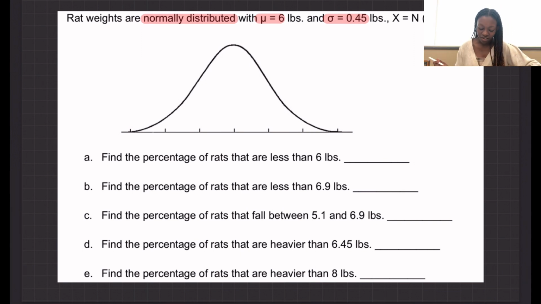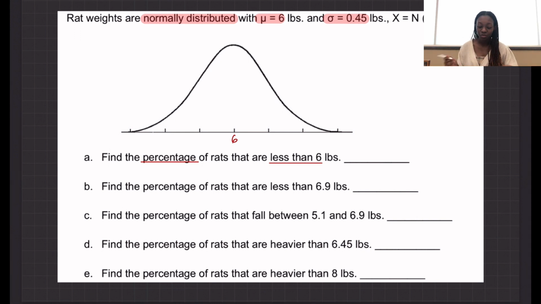The first question is, find the percentage, so there you go, they want that percentage. Find the percentage of rats that are less than 6. If the mean is 6, we are going to be finding numbers that are less than 6. So I'm hearing less than, I'm thinking, okay, we are going to be subtracting to get away from 6.